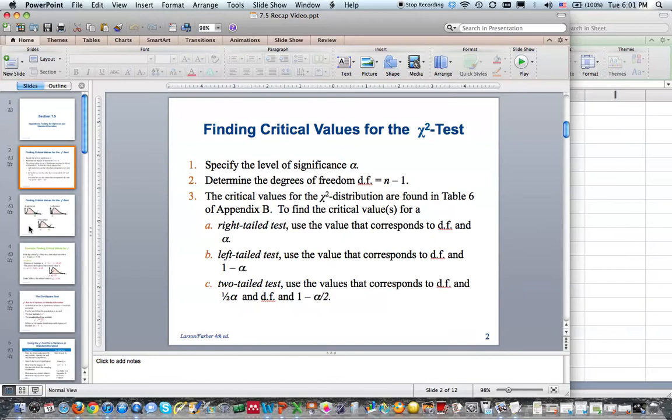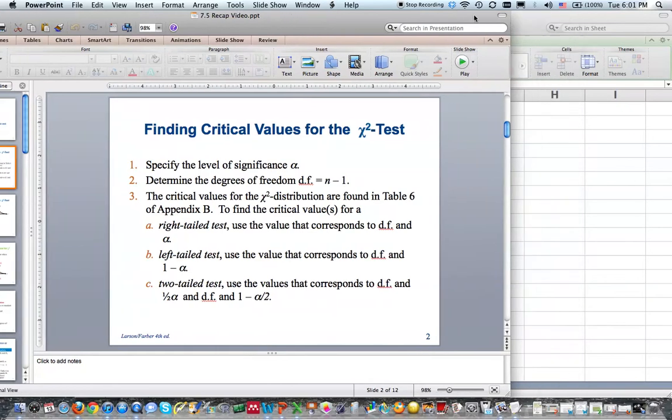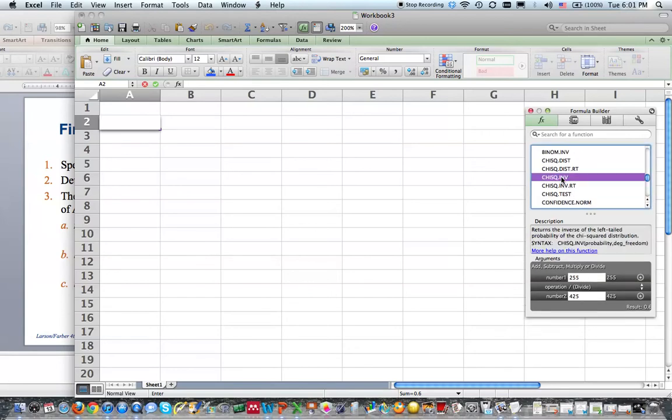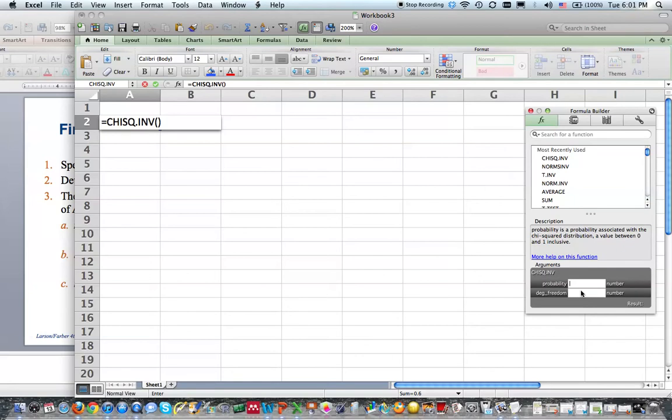So if we go over here in our Excel file, I need to find statistics. It's going to take me a minute, sorry. I normally have it at the top. We need to find our chi-square. So chi-INV.